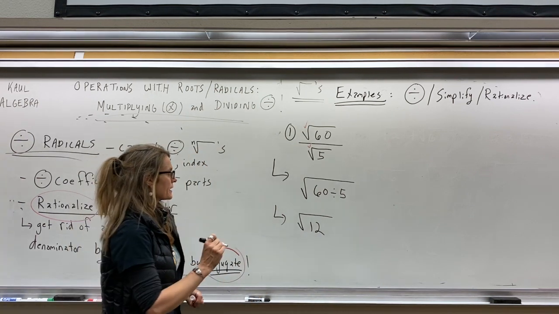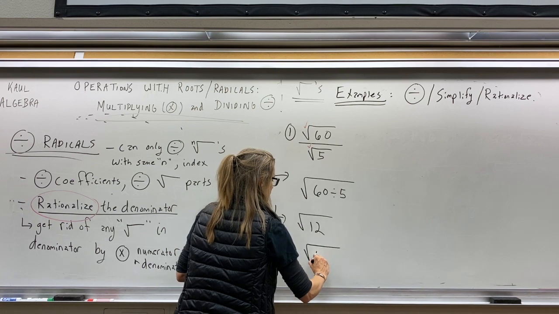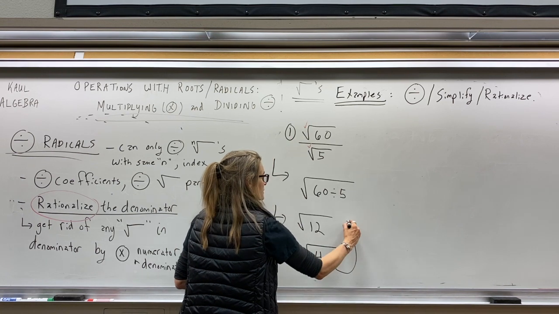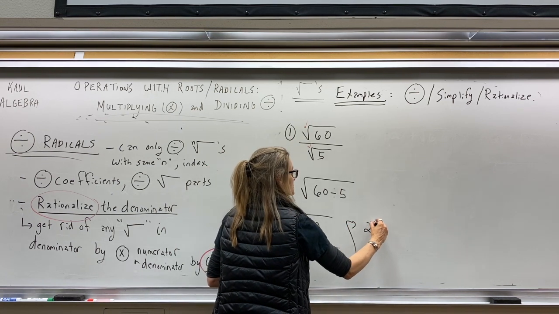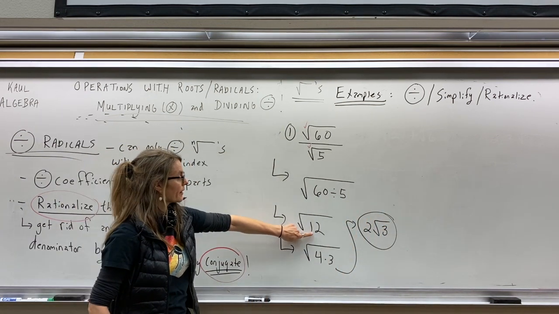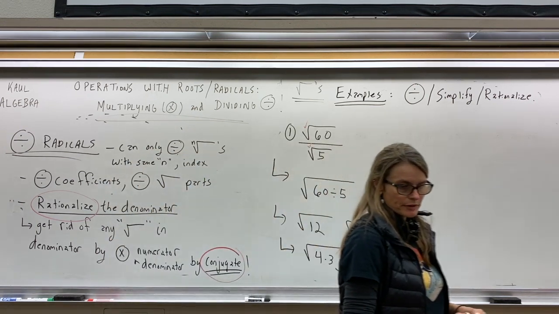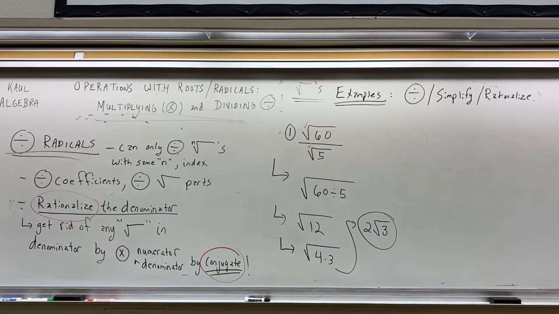And now we look at our answer and we see if we could simplify this. We could break this down into 4 times 3, which gives me 2 square roots of 3. We've learned how to simplify these types of numbers. So that would be my final answer. Nice, simple, straightforward division problem.